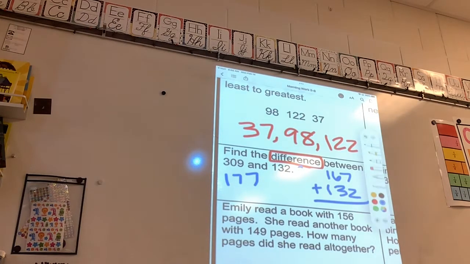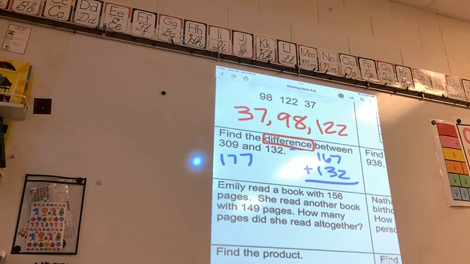And how will we know that it does not work? Right, the numbers will be bigger. Yeah, it won't match 309. So let's try it. 7 plus 2 is 9. 6 plus 3 is 9, which you see is not a 0. And then 1 plus 1 is 2. So it's not enough.